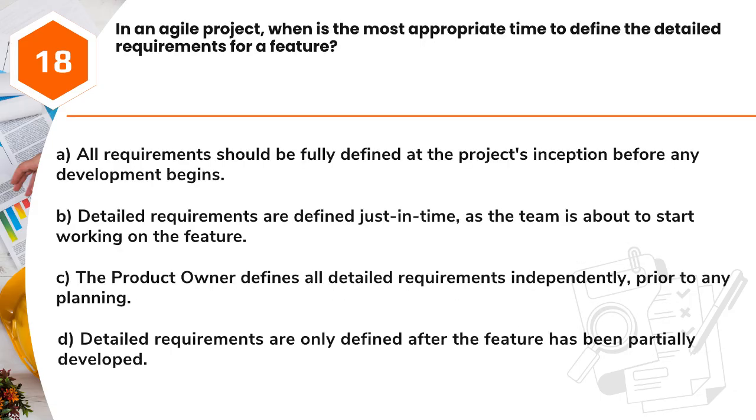Question 18. In an Agile project, when is the most appropriate time to define the detailed requirements for a feature? A. All requirements should be fully defined at the project's inception before any development begins. B. Detailed requirements are defined just in time, as the team is about to start working on the feature. C. The product owner defines all detailed requirements independently, prior to any planning. D. Detailed requirements are only defined after the feature has been partially developed.